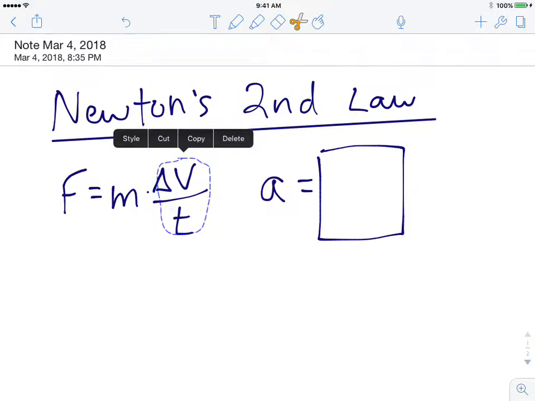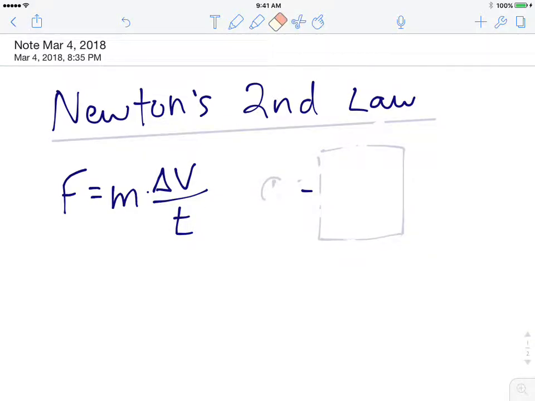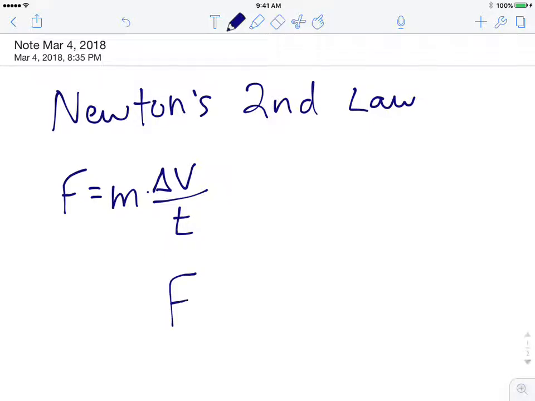Okay, so now what I see is I've got this new formula here. Force is mass times the change in velocity divided by time. And if we rewrite that, we can actually have it look like this. Force equals mass times the change in velocity all divided by time. So let's break down each one of those things.